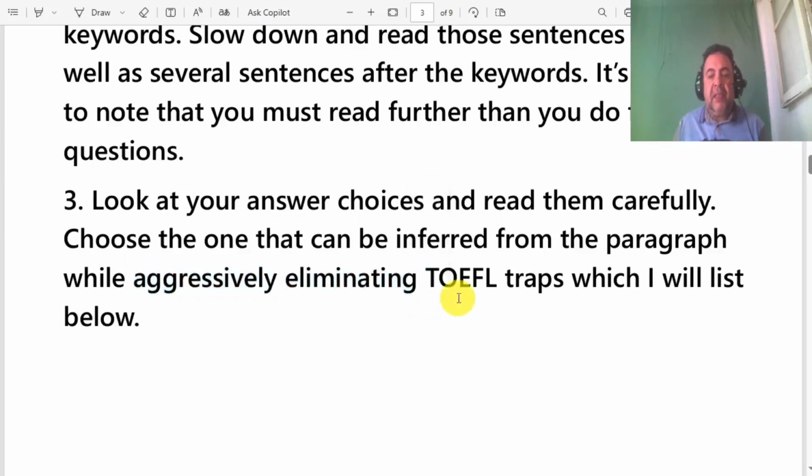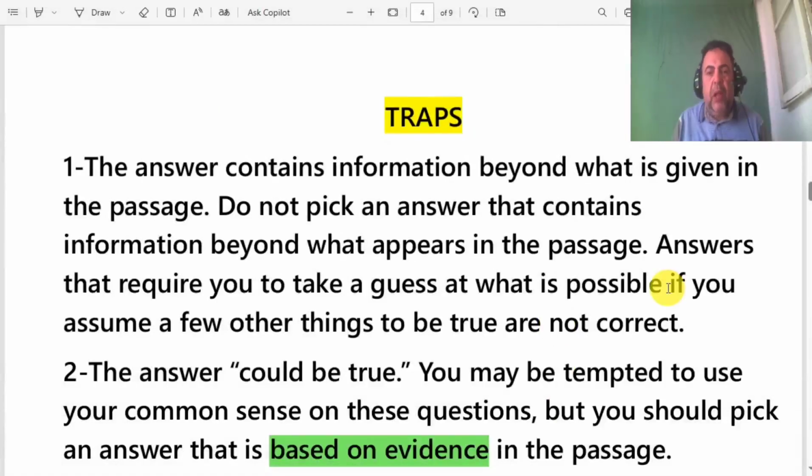Now, this takes us to talk about TOEFL traps. There are many traps you will face in your examination. First of all, I would like to say that you have to learn and understand all of these traps, to avoid falling into them in the TOEFL reading section.